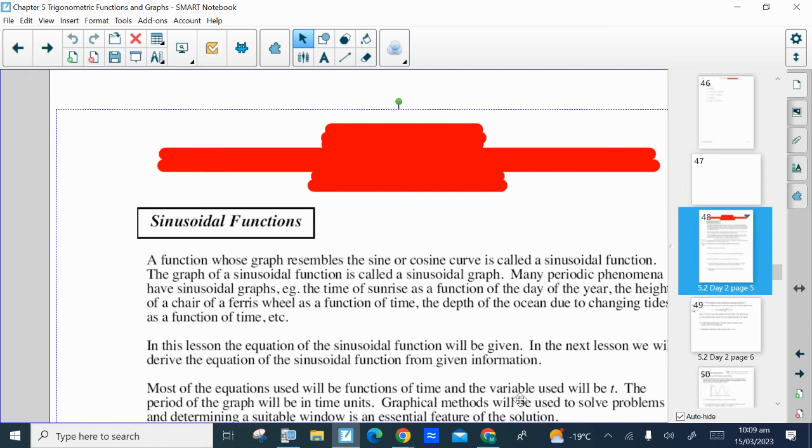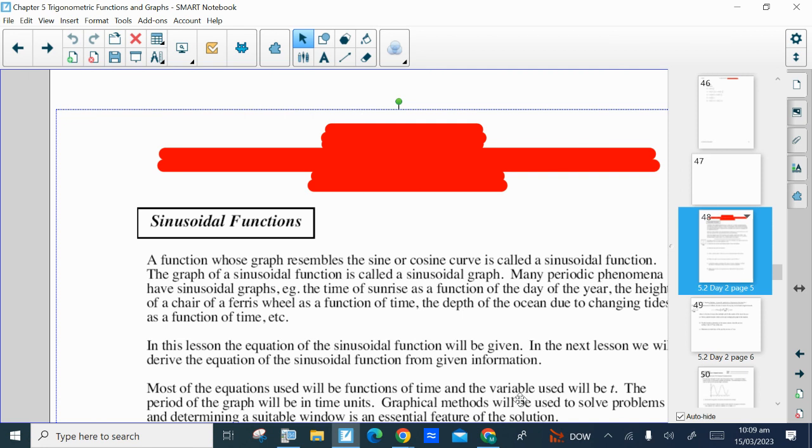So, going to finish off this 5.2 today, talking about the equations and graphs of sinusoidal functions. Then tomorrow will be 5.3. That'll finish off this chapter.